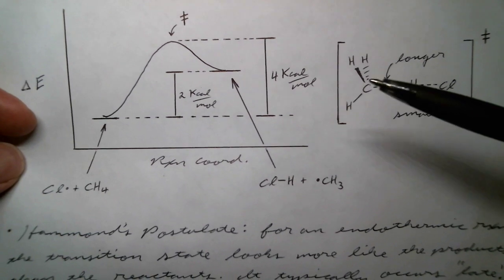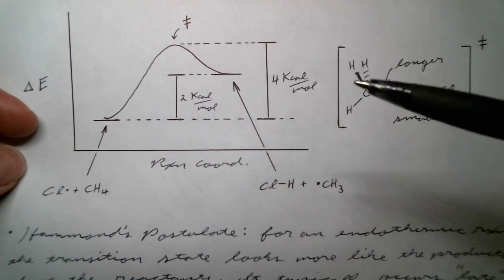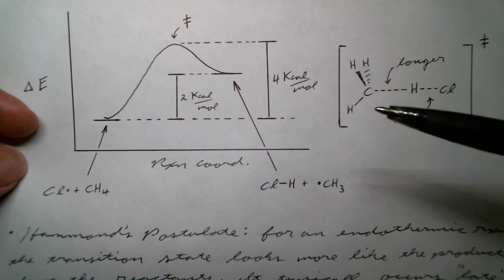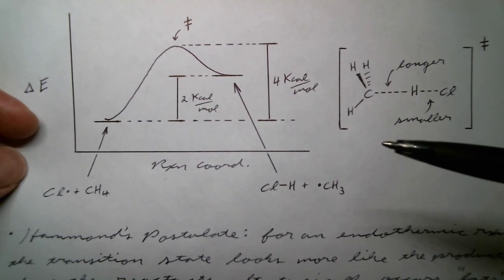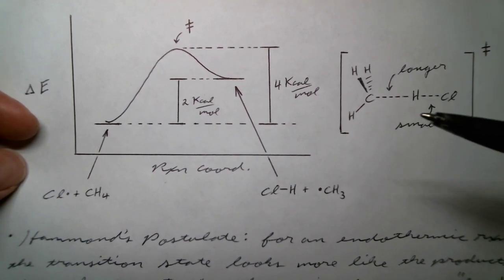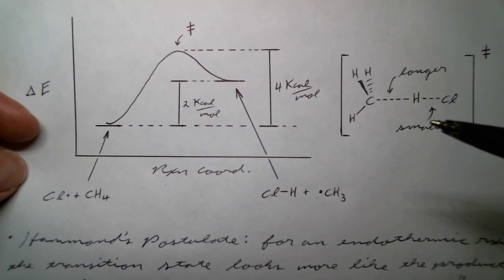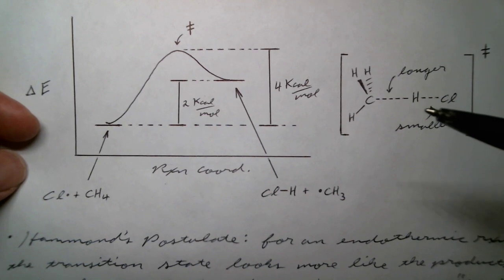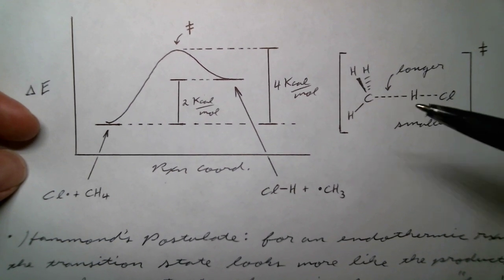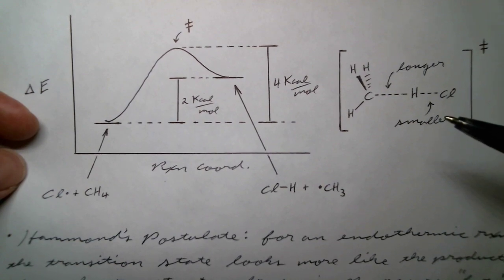So, Hammond's postulate and this transition state structure: what's going on at the transition state? Well, it depends on the type of reaction that you have, whether it's endothermic or exothermic. In this particular reaction, the transition state structure more closely approximates the products. That is, it's more like a methyl radical and HCl, because the bond between the carbon and hydrogen is longer and the bond between the hydrogen and chlorine is smaller.